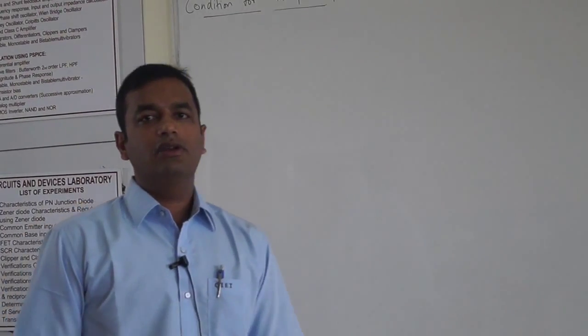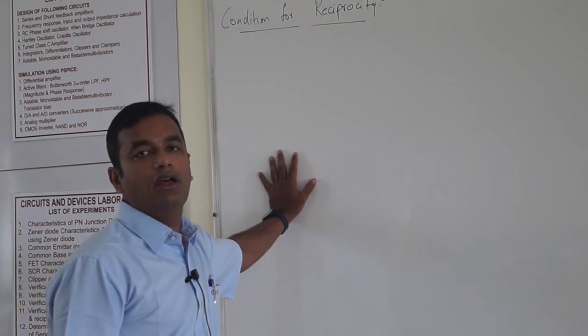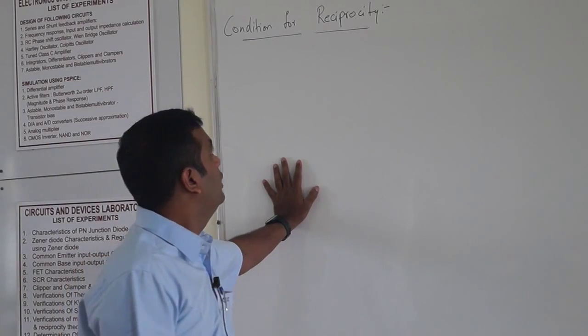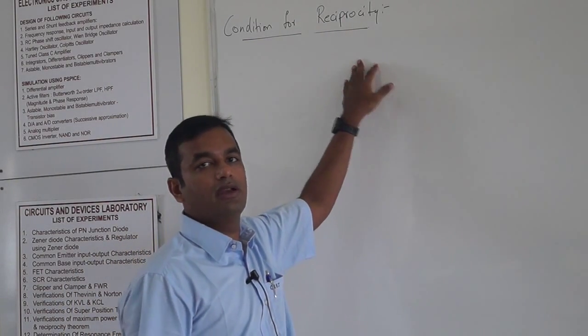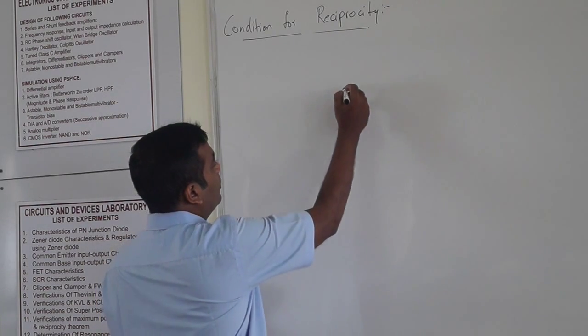In the previous session, we had discussed the properties of the S matrix and the condition for a network to be lossless. In today's session, we will see the condition for a network to be reciprocal. So let's take a two-port network.